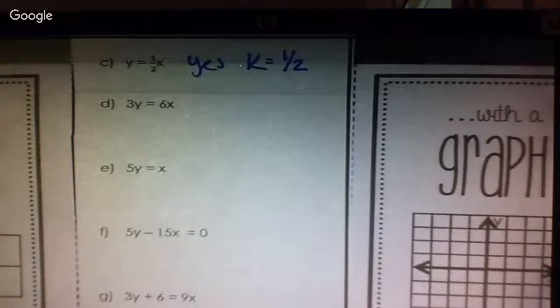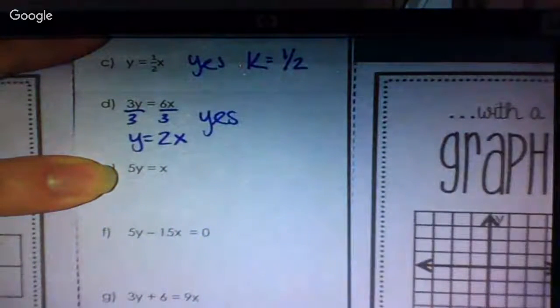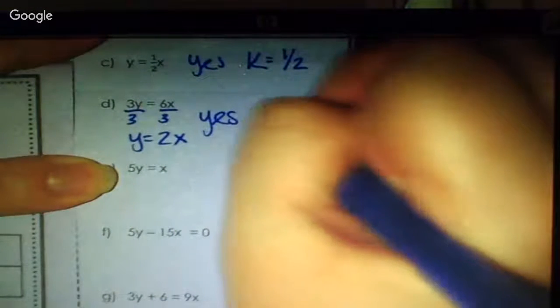Okay, what's wrong with D? It has to be equal to y first, so I have to do division. And then it would be y equals 2x over 3. So we would say what, Lauren? Is this direct or not? It is. And Jocelyn, what's my k value? 2.